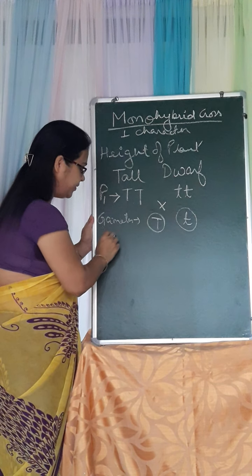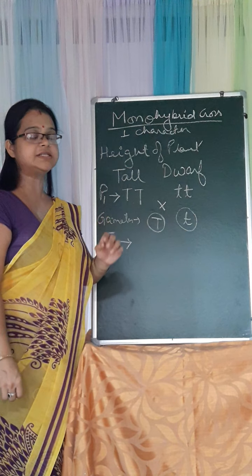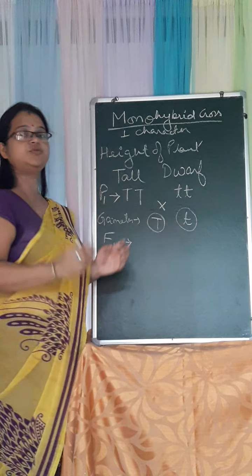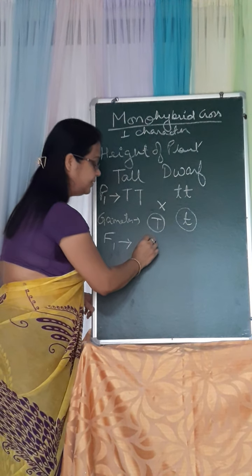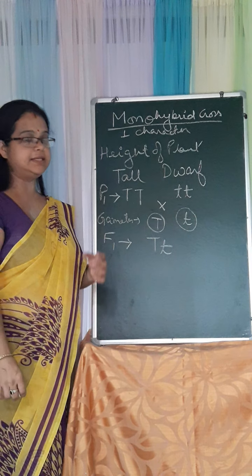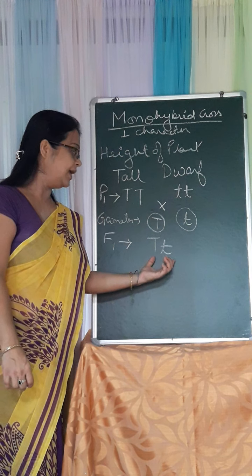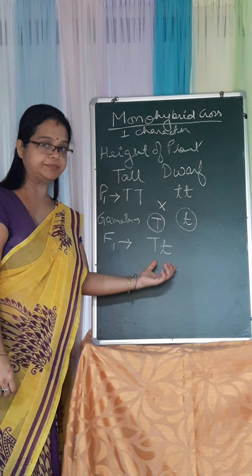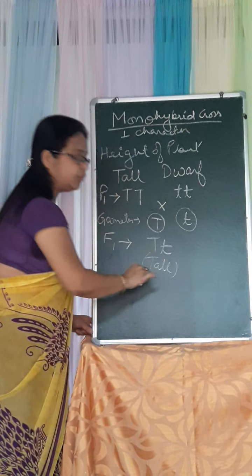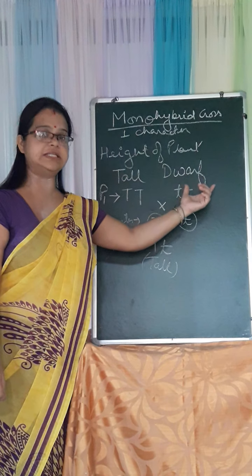The first hybrid formed we call the F1 generation, the first filial generation. For the first filial generation, these gametes will fuse and form an offspring, capital T, small t. So the genotype of the offspring is capital T, small t. And what will be its phenotype? The phenotype will be tall. Why tall? Because tall is the dominant parent and dwarf is the recessive parent.